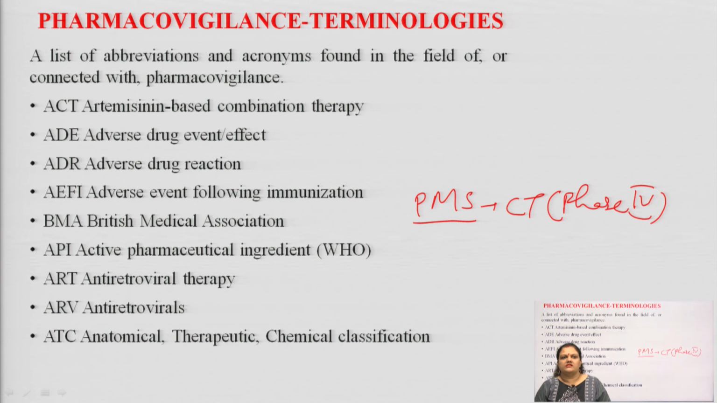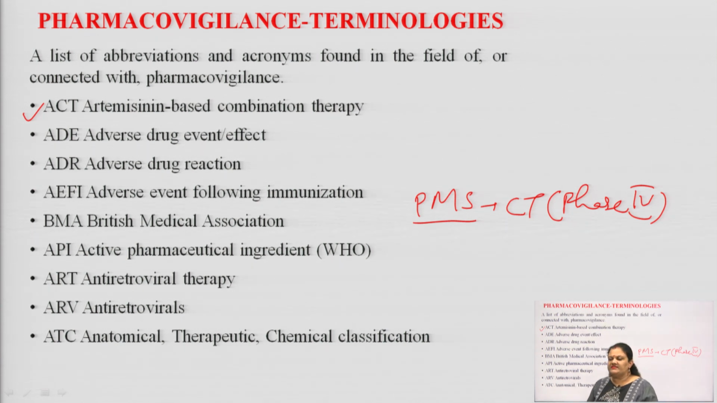These terminologies are universally accepted and as per WHO guidelines. This is a list of abbreviations, the short forms along with the acronyms, found in the field of or connected with the subject pharmacovigilance. We will start one by one. The first one is ACT. ACT means Artemisinin based combination therapy.